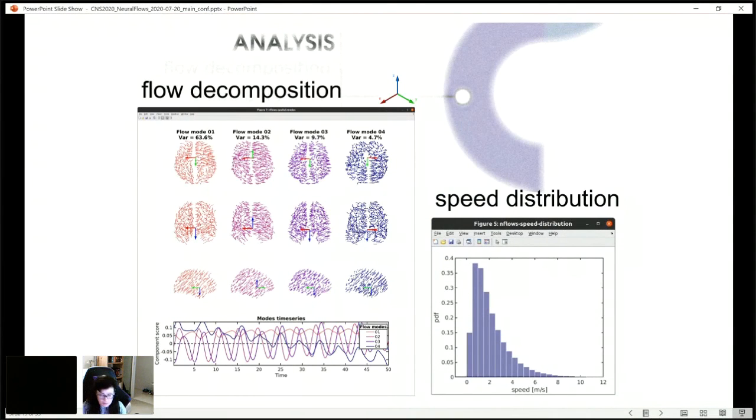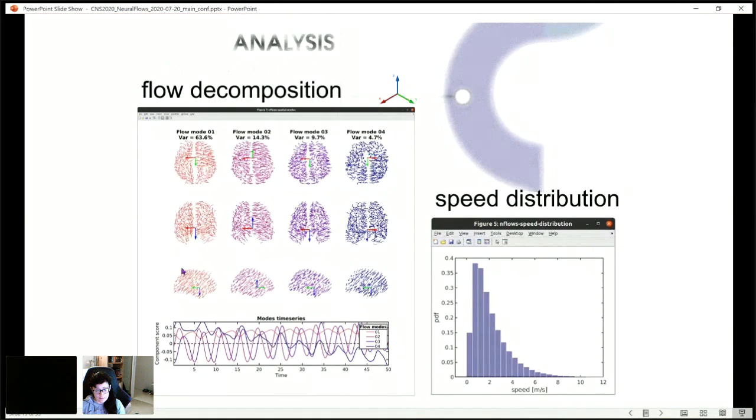Because this is very complex, what we want to understand, for instance, is some of the most common flow patterns of activity that we have. And so now we use something like singular value decomposition. So flow decomposition, we use singular value decomposition again, and we find that with 4 flow modes, we can capture all the complexity of the flow fields.